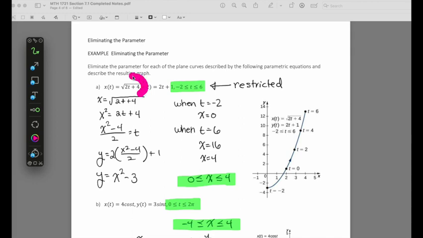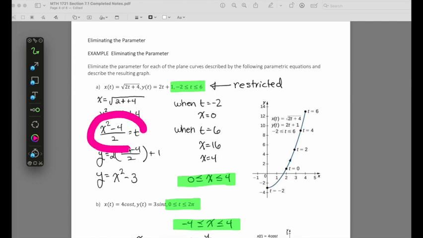So I'm going to look at my x, and what I'm going to do is I'm going to solve the x for t. We're basically just going to use a substitution technique. I'm going to solve this equation for t. So I'm going to square both sides, subtract 4, and divide by 2. So I get t is (x squared minus 4) over 2.